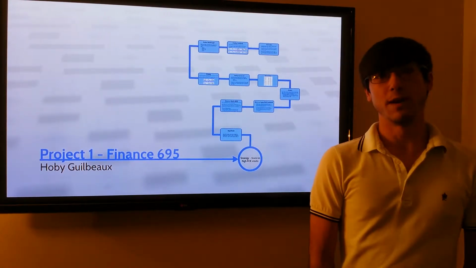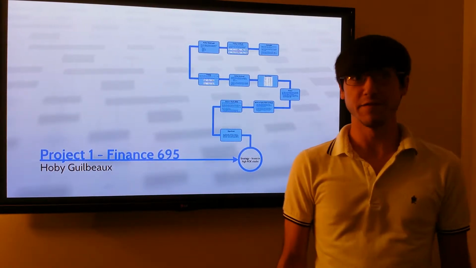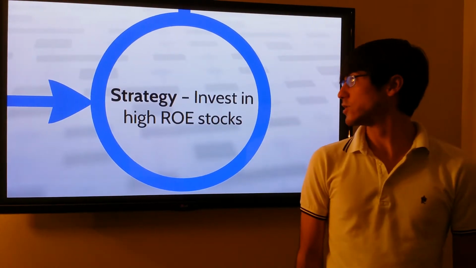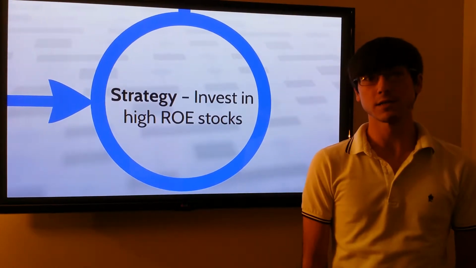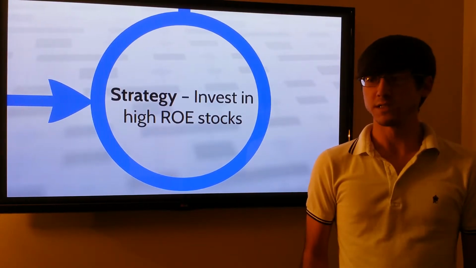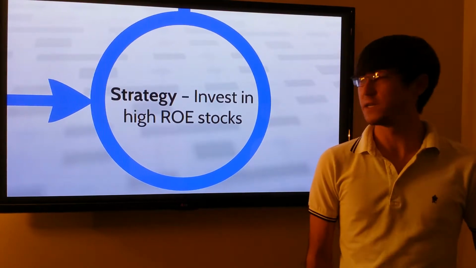Today I'm going to talk to you about an investment strategy of my choice, and I'm going to test that to see if it actually works. The strategy I chose is to invest in high ROE stocks. The reason why I chose this is because it's one of Warren Buffett's main factors when he's looking at companies that he wants to invest in.